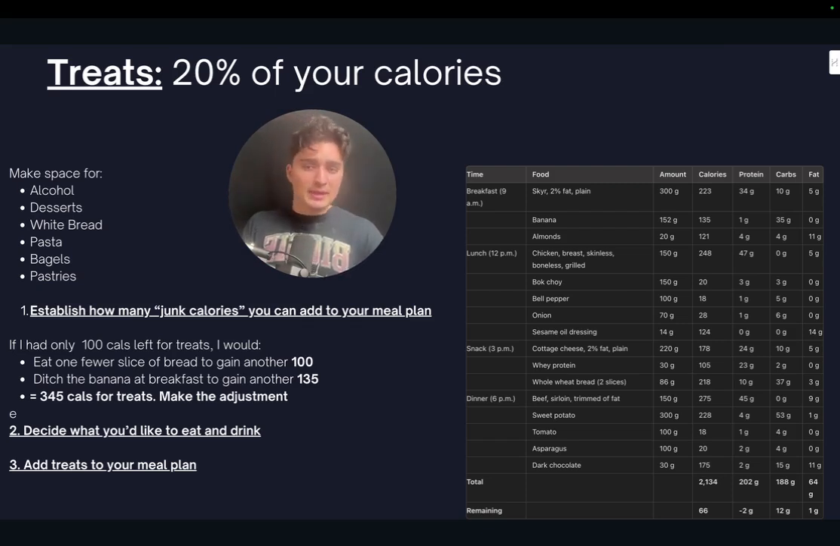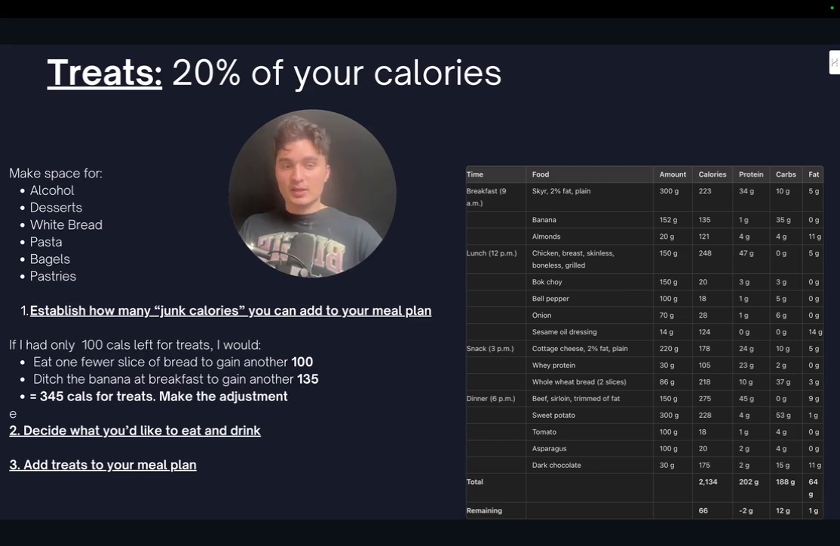Do I want to have pasta, bagels, pastries? You have to establish how many junk calories you can add to your meal plan, okay? And say I didn't have 240 calories left. Say I only had 100 calories left. Then what I would do, I'd go back to my meal plan and remove those 2 slices of white bread. I'd remove that banana at breakfast, okay? To make 235 more calories extra for treats, if I want more treats, okay?